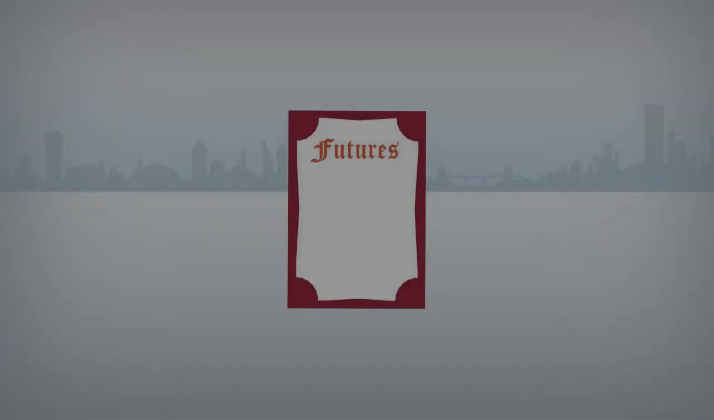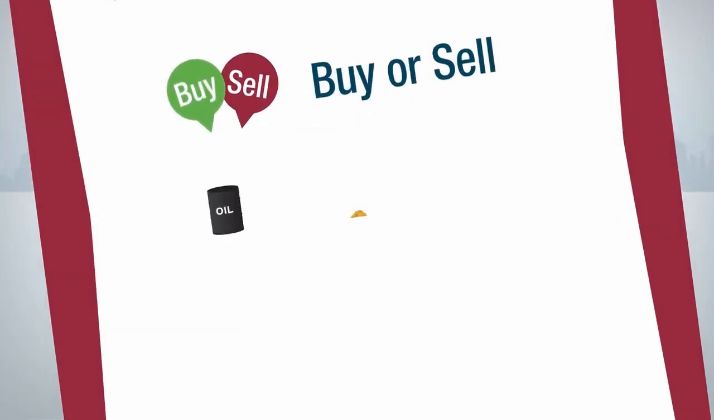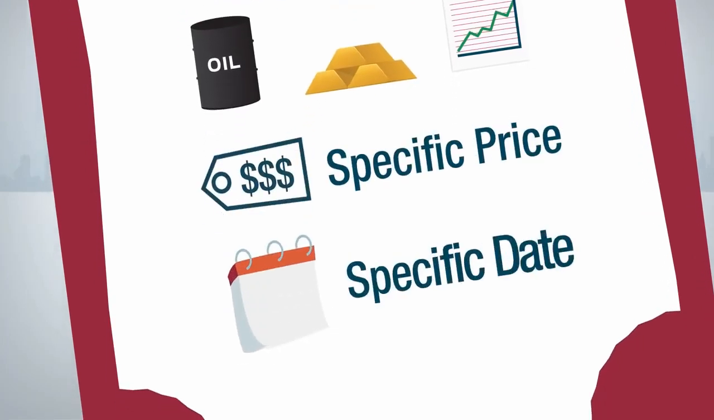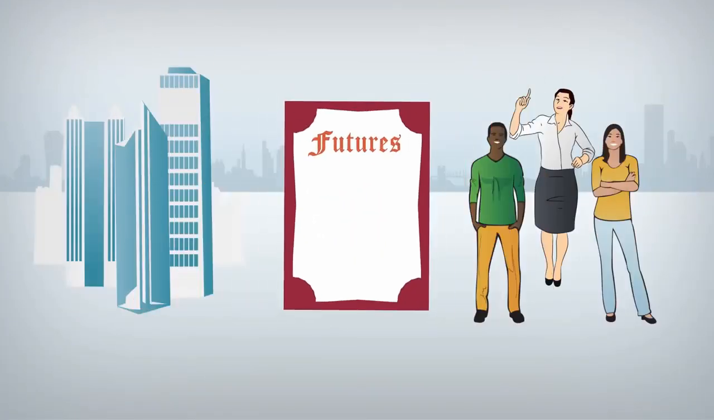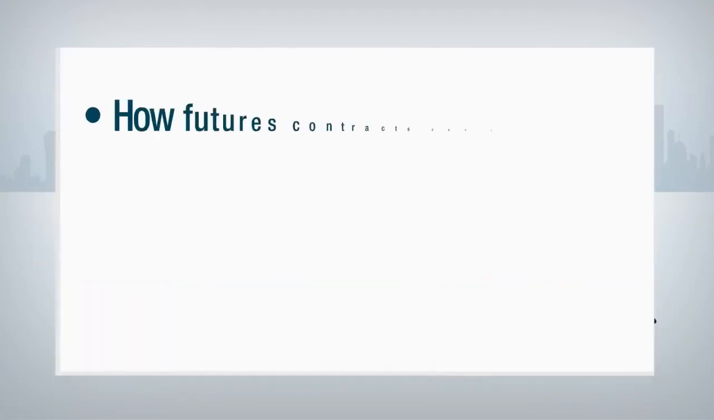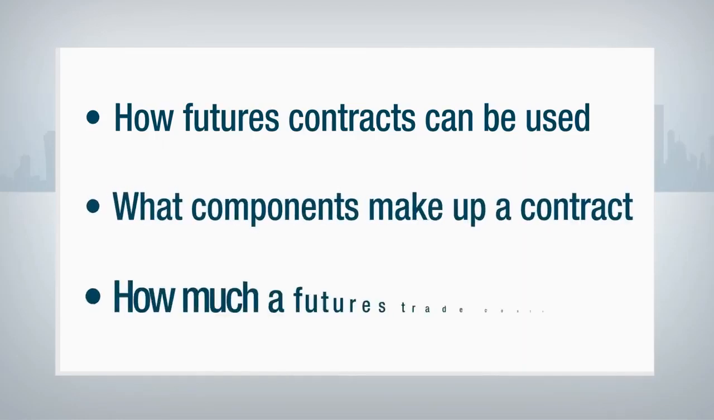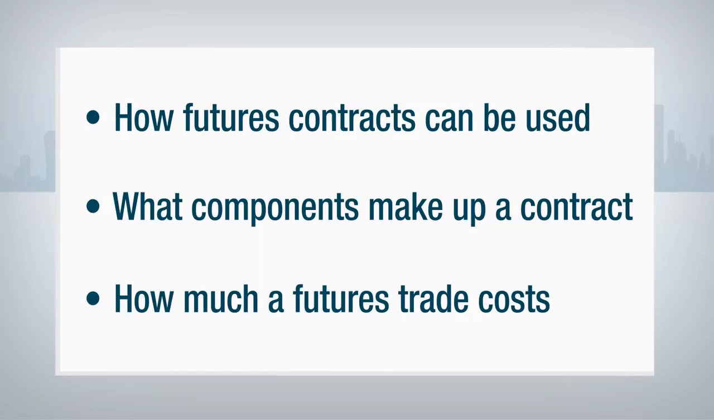A futures contract is an agreement to buy or sell a specific amount of a commodity or financial instrument at a specific price on a specific date in the future. To help you understand why businesses and individuals trade futures, let's examine how futures contracts can be used, the key components that make up a contract, and how much it costs to trade a futures contract.